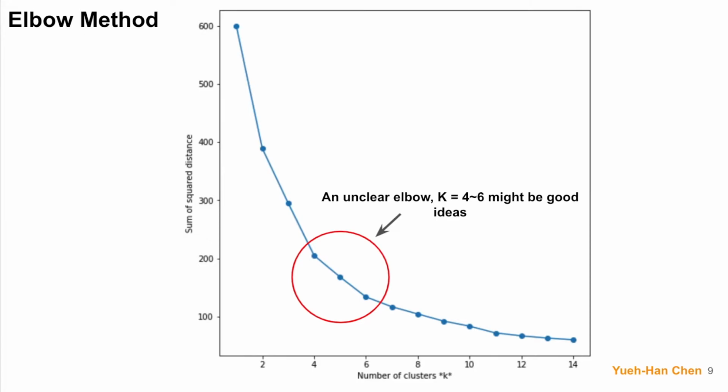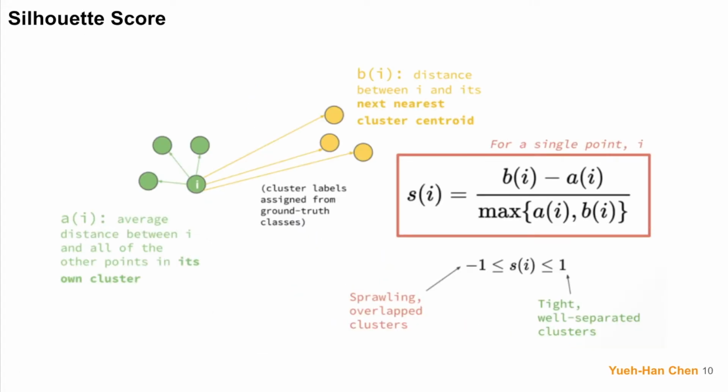So let's look at the next method called silhouette score. To get the silhouette score, we compute the average distance between a point and all the other data points in the same cluster. Let's say it's A. And the average distance between the data point and all other data points in the closest cluster. Let's say this is B. So we compute the silhouette score by B minus A over max of A or B. So if A is bigger, then we use A, and vice versa. The final value will be between -1 and 1. The higher the silhouette score is, the better the K is.